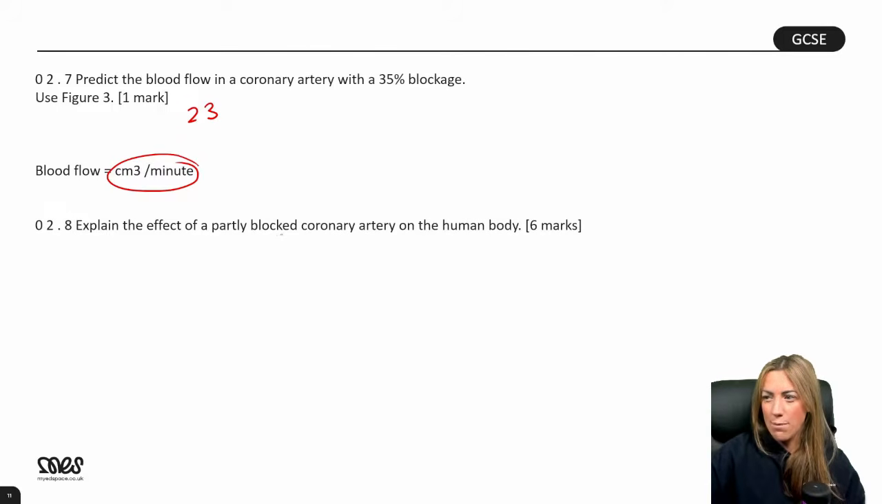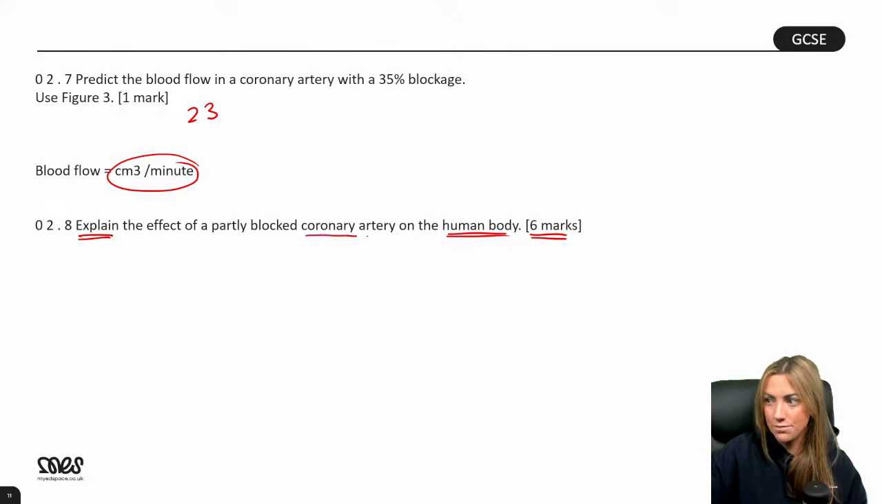Explain the effect of a partly blocked coronary artery on the human body. This is a 6-mark question. So this is what we call an extended response question. So we're going to have to obviously simply give the effect, but we're going to have to make sure we lead it all the way through to a full explanation of how that will affect the human body to get ourselves up into 5 or 6 marks.